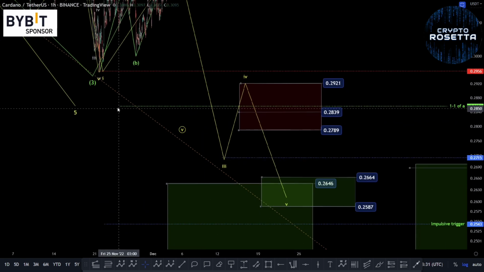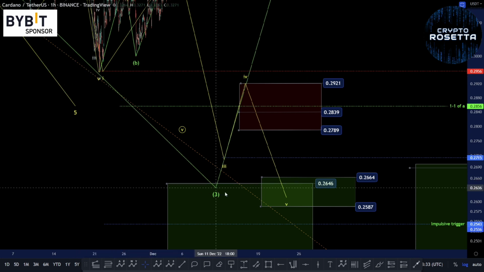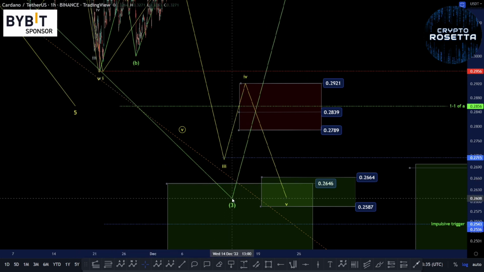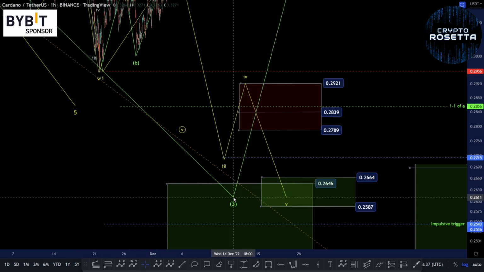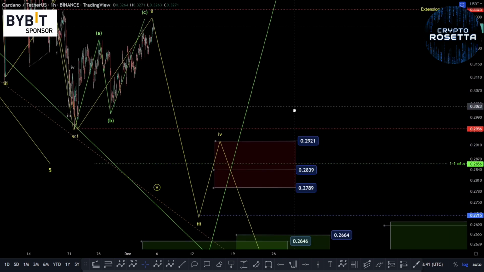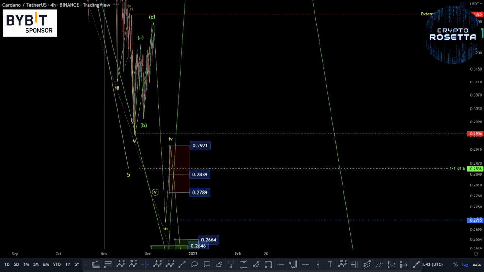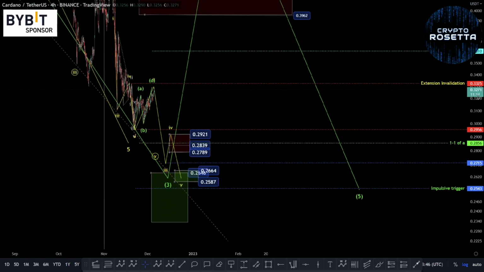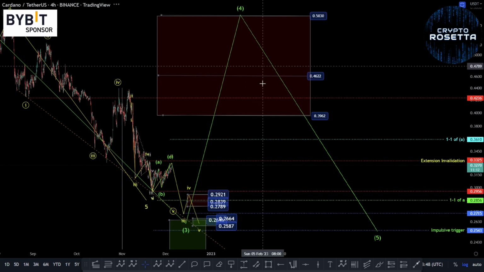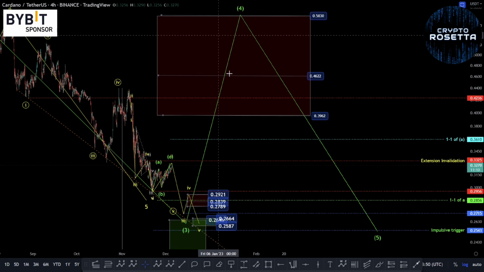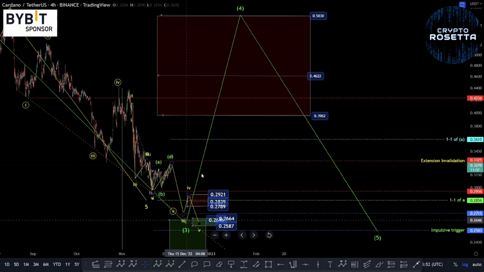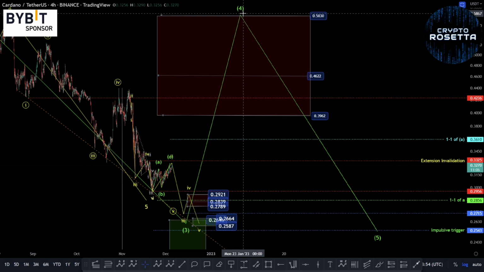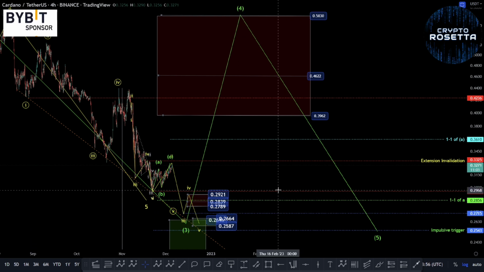If that does play out like that, what we would have to do is then look at the potential that our third wave is actually here, and that we are potentially still going to be looking for a move up in a fourth, and then this target would obviously change slightly. Basically what we'd be looking for is potential for a fourth wave move to the upside, and then a continuation to the downside.